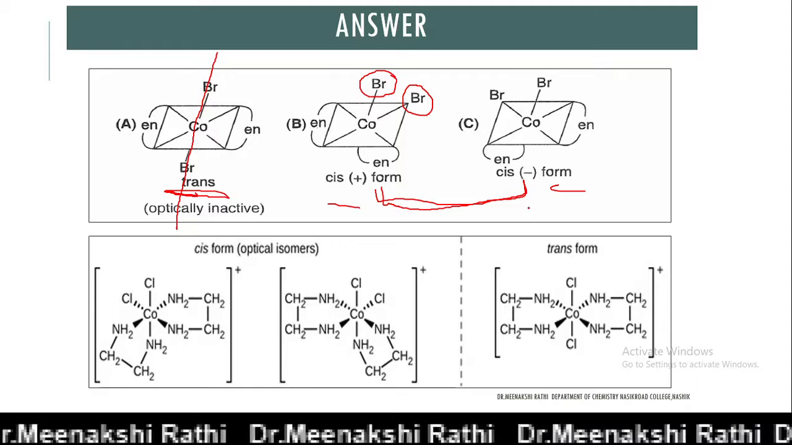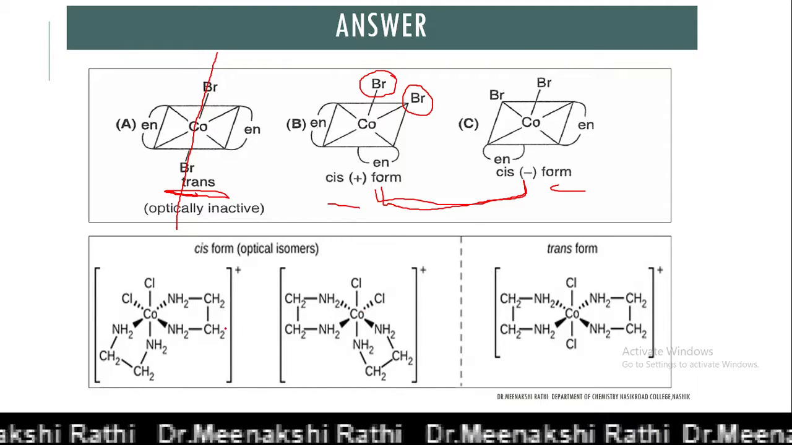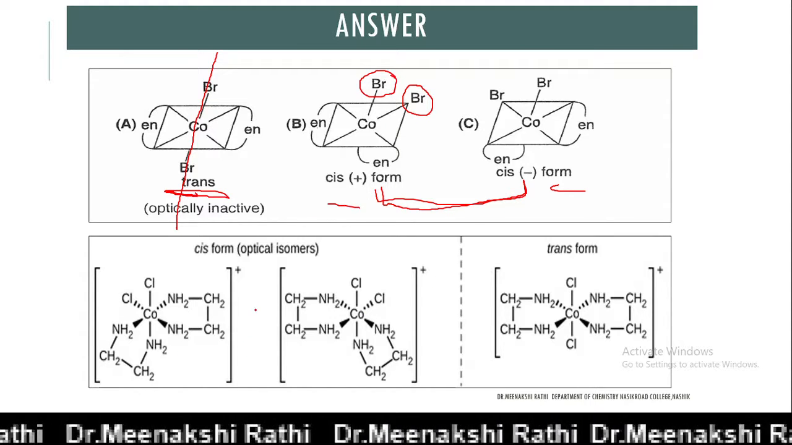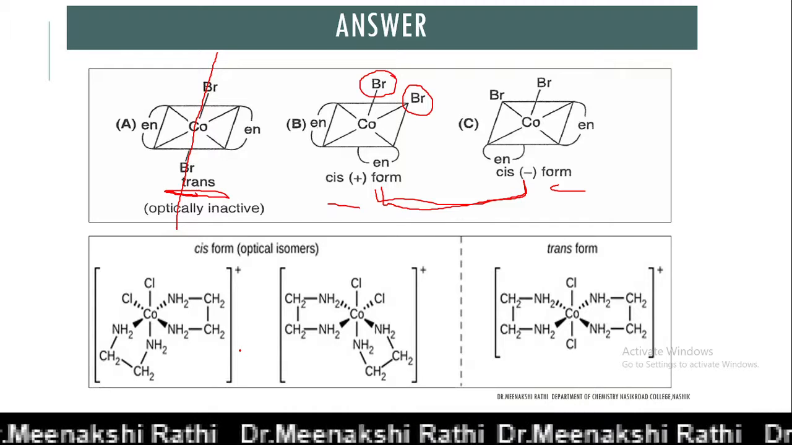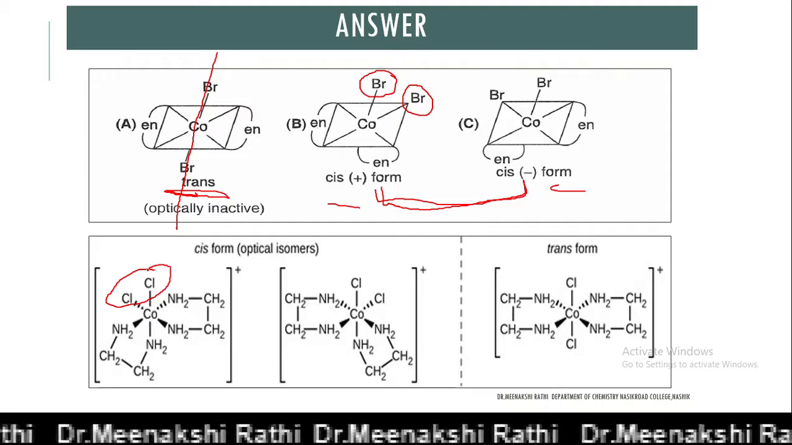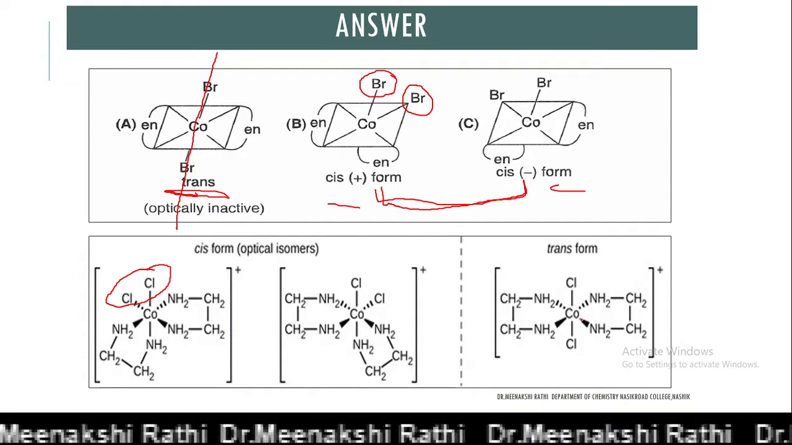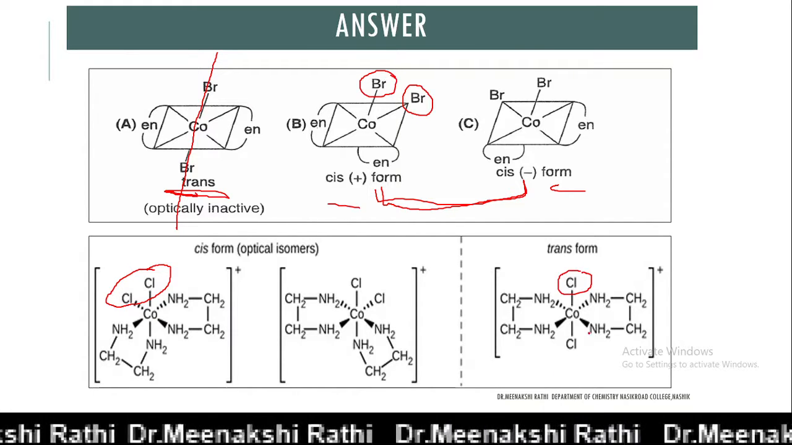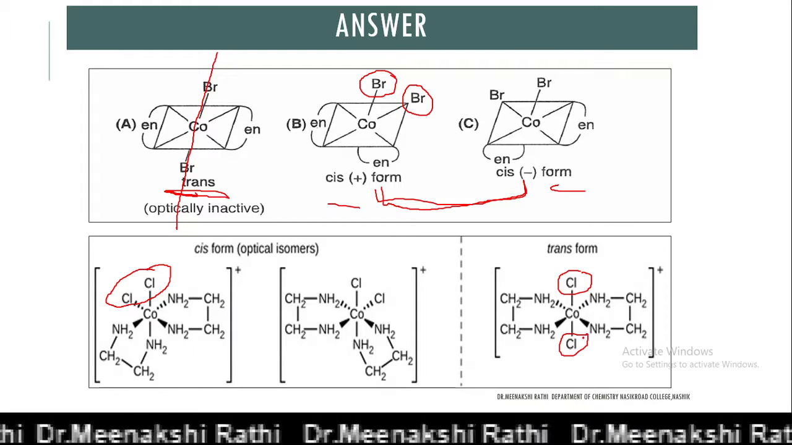Here, the optical isomers' structures are shown in detail. This is the cis form because 2 chlorine atoms are adjacent to each other, or present on the same side, and here 2 chlorines are present on opposite sides, so it is a trans form.